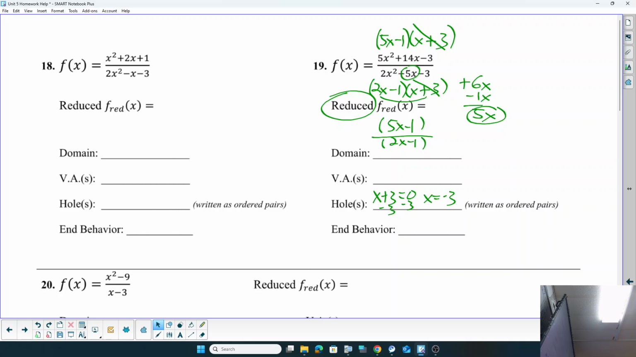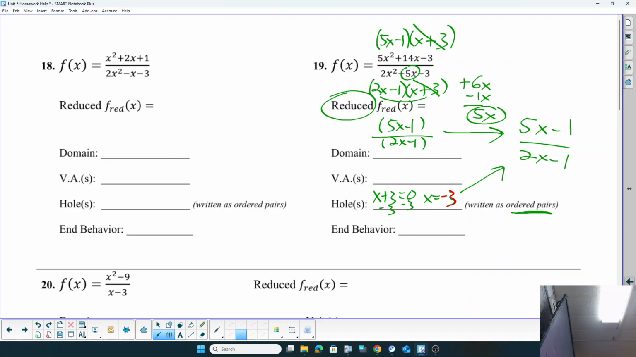But now you got to do this ordered pair, which means you need to plug it into the reduced. That's going to be 5x minus 1 over 2x minus 1. We're going to plug in the hole's x value to get the y value. A -3 actually. We're going to plug in a -3 there for the hole.